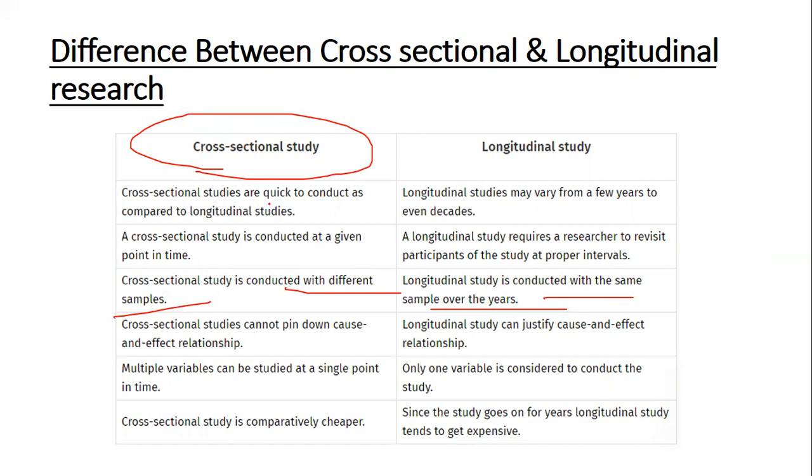Cross-sectional is very quick to conduct as compared to longitudinal, which takes a lot of time and may even run towards decades. Cross-sectional studies are conducted at any given point of time, but longitudinal research needs to revisit the participants at regular intervals. Cross-sectional studies cannot pin down the cause and effect relationship, but a longitudinal study can. In cross-sectional, multiple variables can be studied, whereas in longitudinal, only a single variable can be studied.